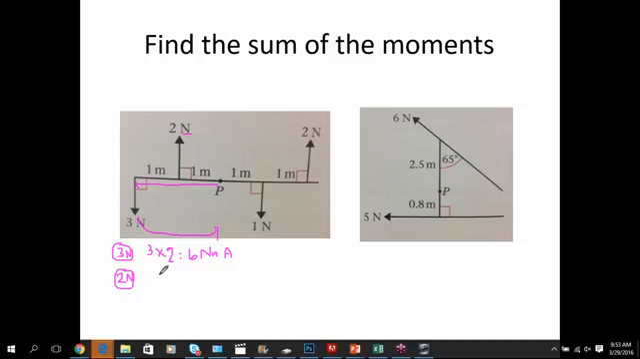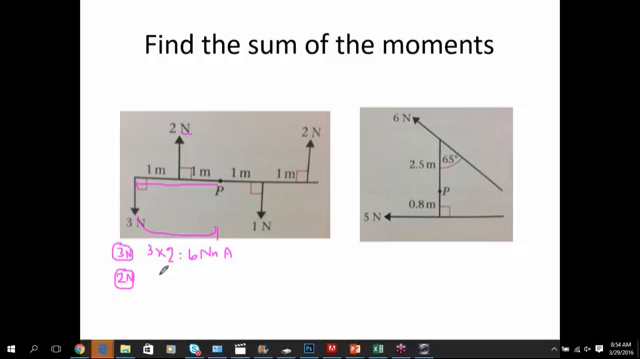I'll give you a hand with this because you missed the first section. We first consider the 5 newton force first. So that is 5 times the perpendicular distance, that's what we're given. You get that, and that's going to be a clockwise moment. So how much is that? Okay, good. So 4 newton meters clockwise.